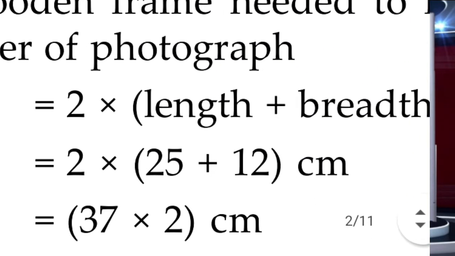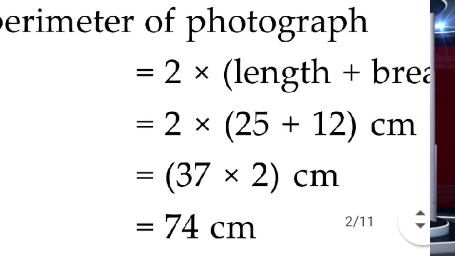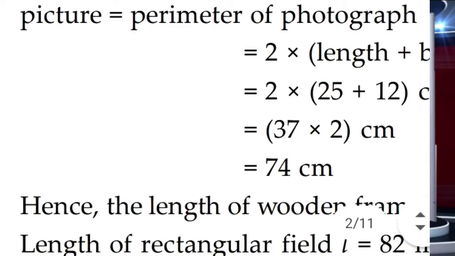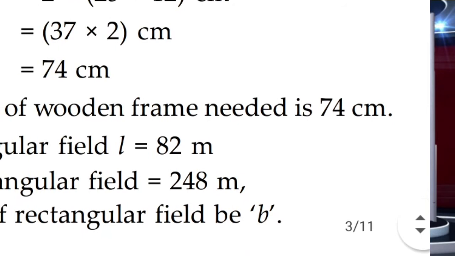And students, you know the formula for perimeter. It is 2 into (L plus B). Length is 25 and breadth is 12. So 25 plus 12 is 37, and 2 into 37 is 74 centimeter. Hence, the length of wooden frame needed is 74 centimeters.